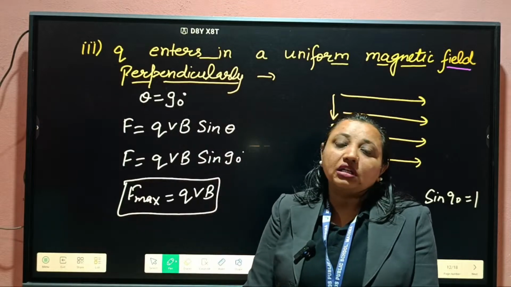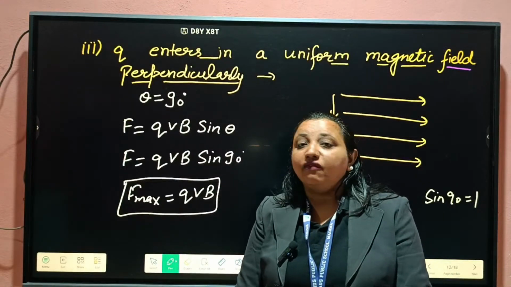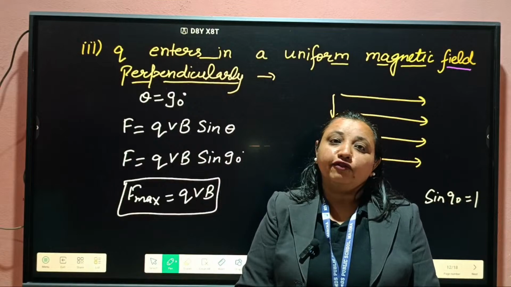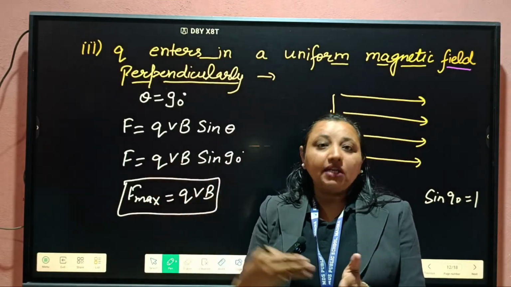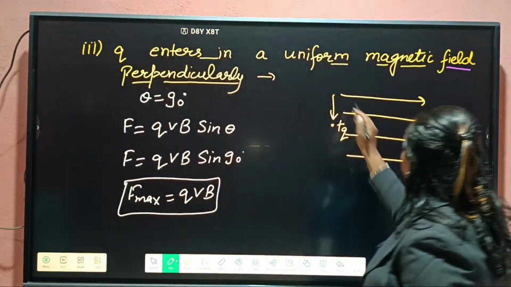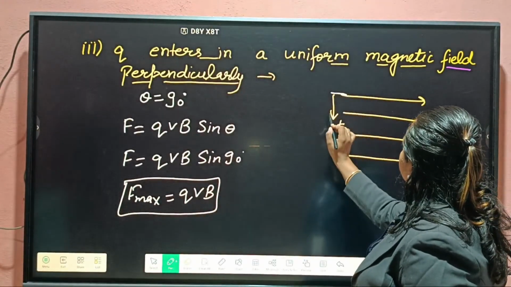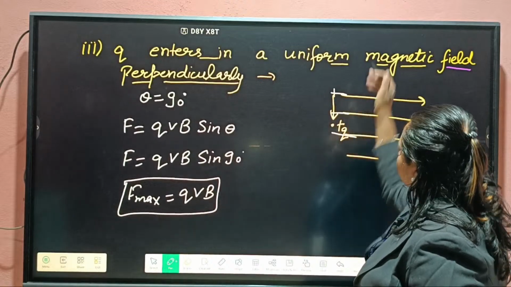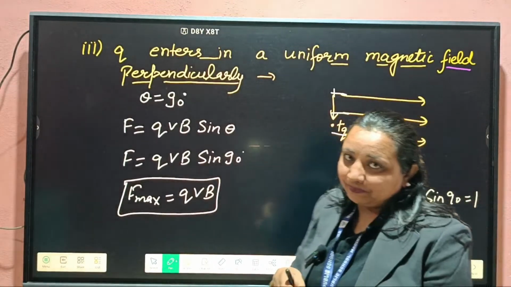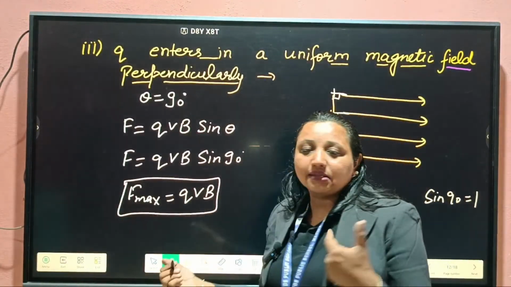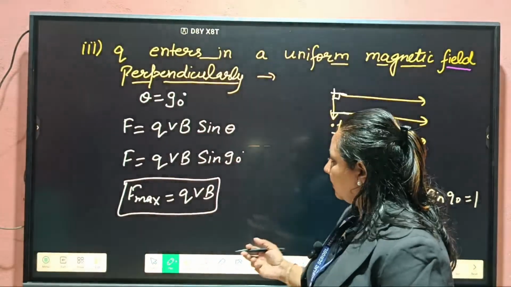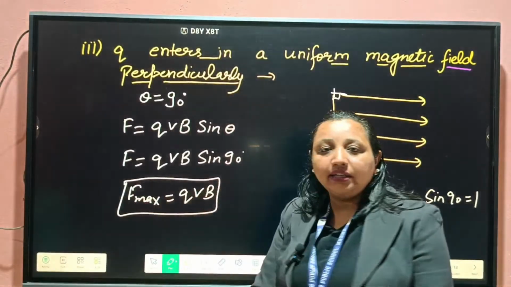That means force will be 0 when it enters the uniform magnetic field at theta 0 degrees or 180 degrees, and when will the maximum force be exerted? When it enters perpendicularly into the uniform magnetic field. Like the magnetic field is this way, okay, this is a uniform magnetic field and the charged particle enters perpendicularly, right? Theta is equal to 90 degrees. So maximum force is exerted on that charged particle.